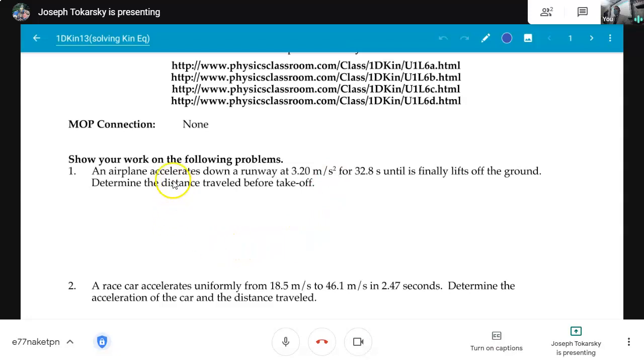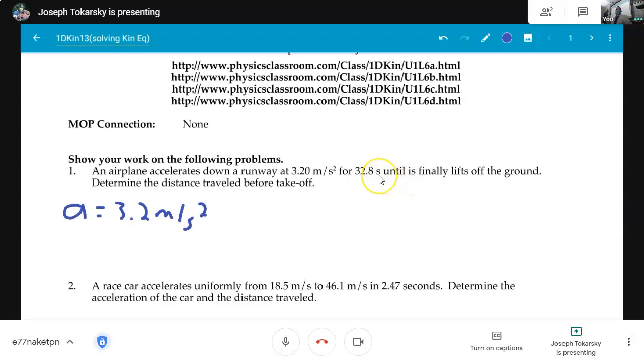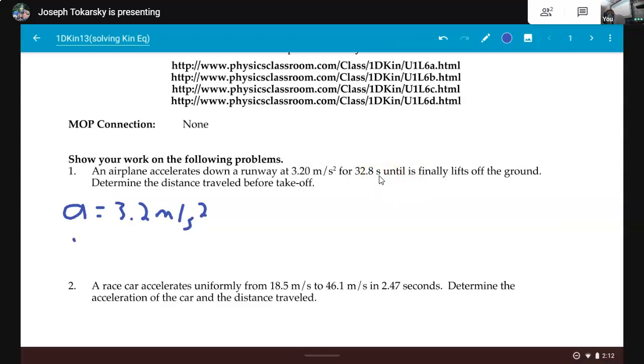It also gives it away right here. It accelerates at that, right? That's an acceleration. So use units to help you if you struggle with listing givens. If it's in meters per second squared, it's got to be an acceleration. It can't be a velocity, because that's not a unit for velocity. So we can start first by listing A equals 3.2 meters per second squared for 32.8 seconds. Seconds is obviously a unit for what? Time, so that's got to be T.